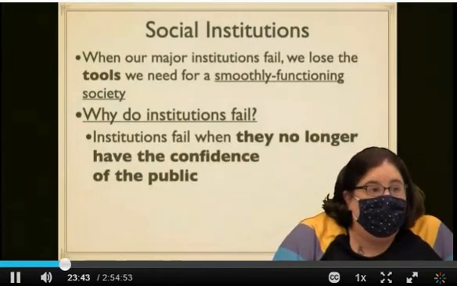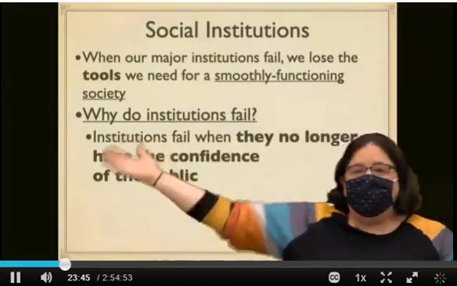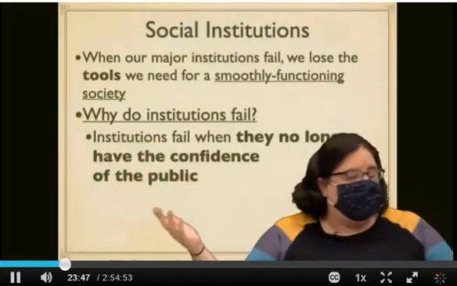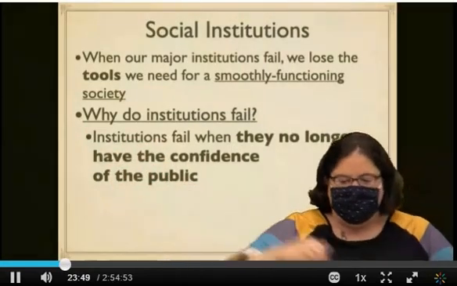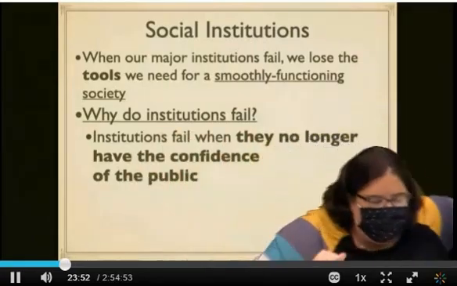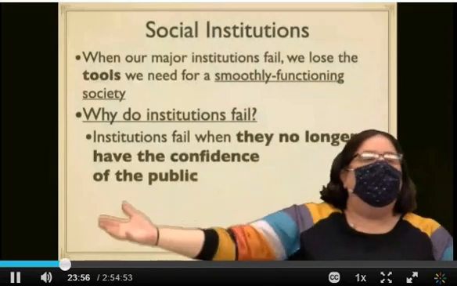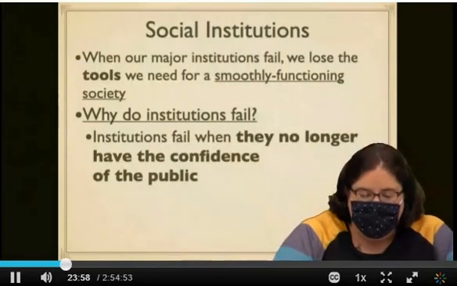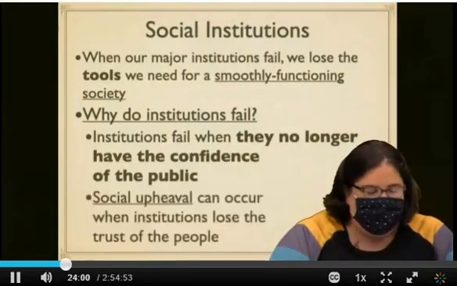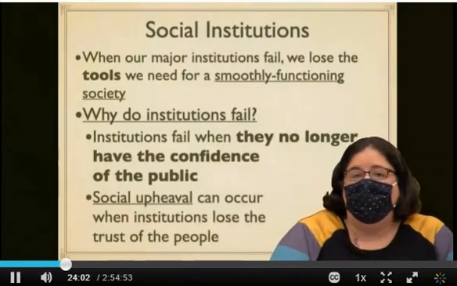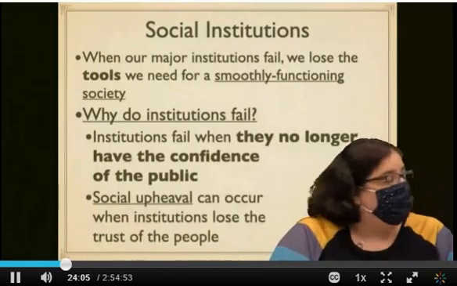Why does a government fail? Why do governments collapse? When they no longer have the confidence of the public. This person's a feckless leader, or this person's an illegitimate leader, we're going to overthrow him, or whatever. But governments fail when the public does not trust them anymore. And so ultimately, social upheaval can occur when institutions lose the trust of the people.